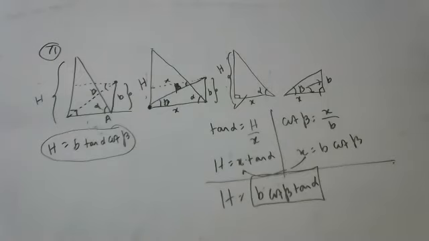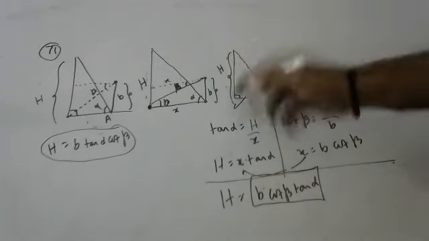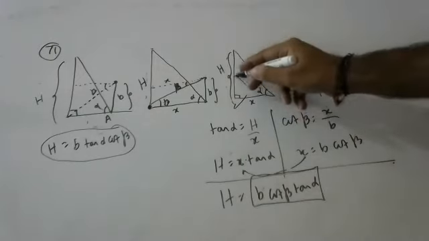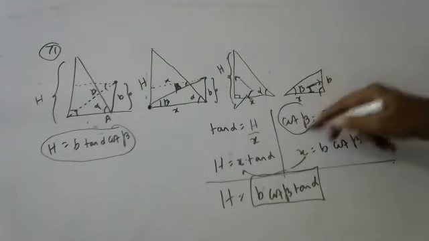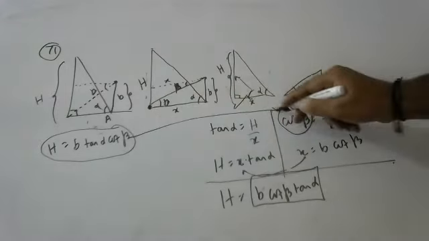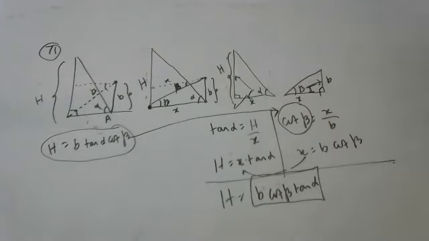It is proved, children. That's it. Instead of taking b, y, all those confusions, directly I took h. So h I took as opposite by adjacent, and here adjacent by opposite. Why I took cot beta: according to the question I took cot beta. Nothing is of my own interest. According to the question, you see the question and do the sum, children. Next sum, 72nd question, children.